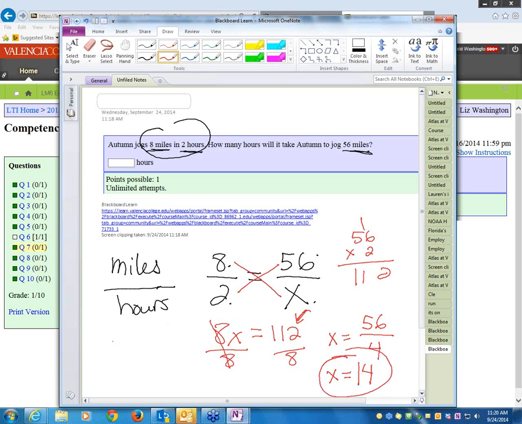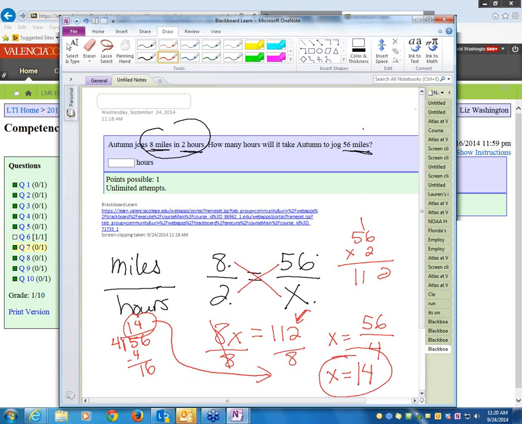And I'll just do that over here just in case you're unsure. 4 goes into 5 once, right? I get a remainder of 1, bring down the 6. 4 goes into 16 4 times. That's how I got the 14 over here. Any questions about that one?